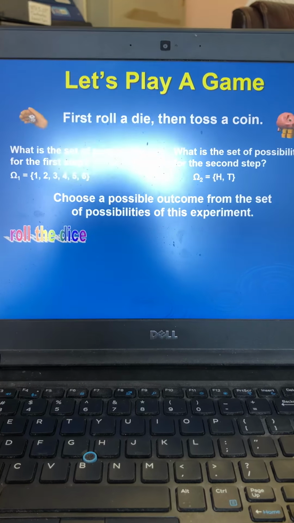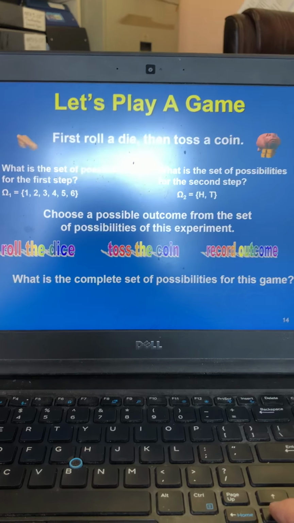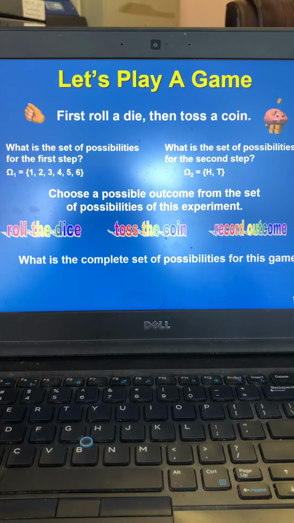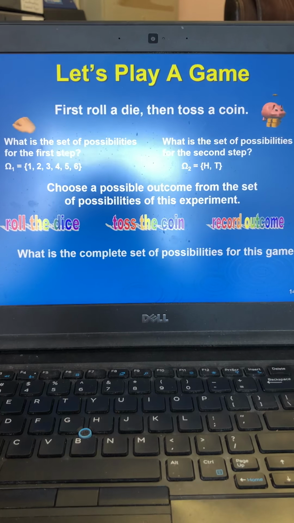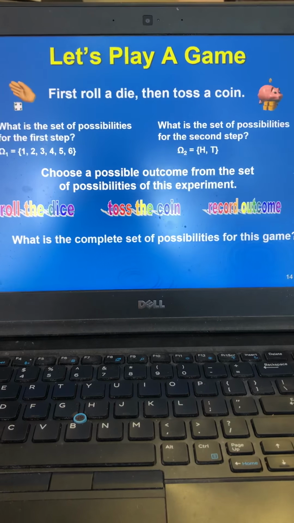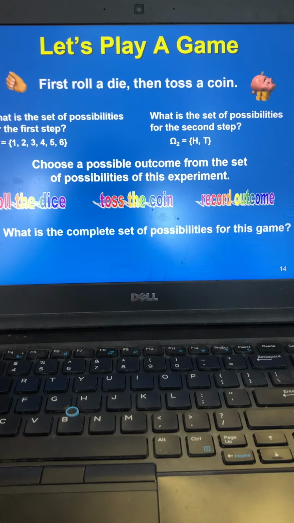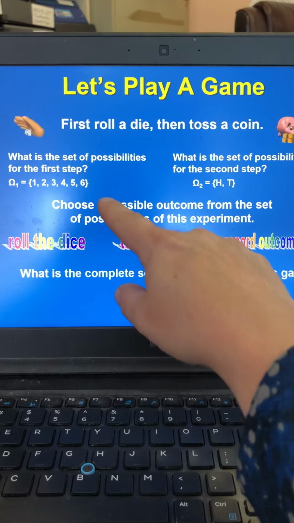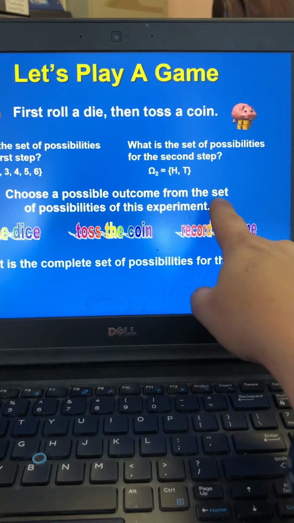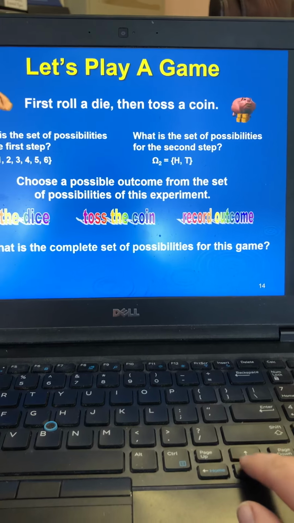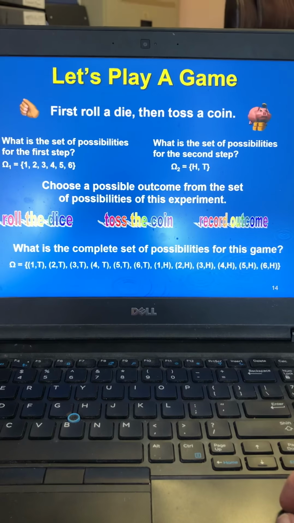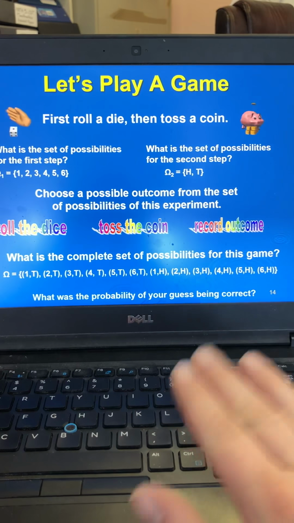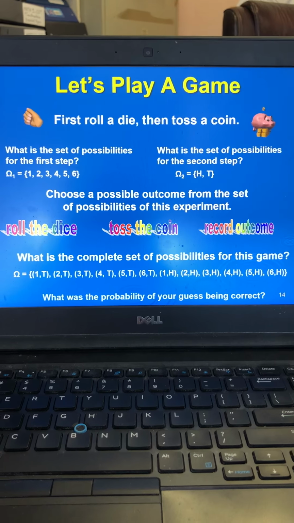So if we roll the dice, toss the coin, and record the outcomes, in this unit what we're looking for is to be able to answer the following question. What is the complete set of possibilities for this game? Well, obviously we have 6 possible outcomes times 2, so there should be 12 altogether. And so if we were to write it out and visualize it, our set of omega would be equal to these 12 sets of answers.